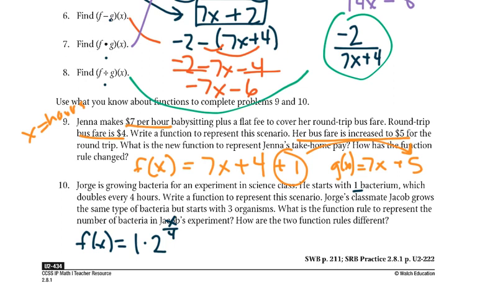Jorge's classmate Jacob grows the same type of bacteria but starts with 3 organisms. What is the function rule to represent the number of bacteria in Jacob's experiment? So his would be g of x equals 3 times 2 to the x over 4. Okay. How are the two function rules different? Well, this one has a 1, this one has a 3. Basically, we could say we took this one and multiplied it by 3 to make the different function rule. Alright, there we go.